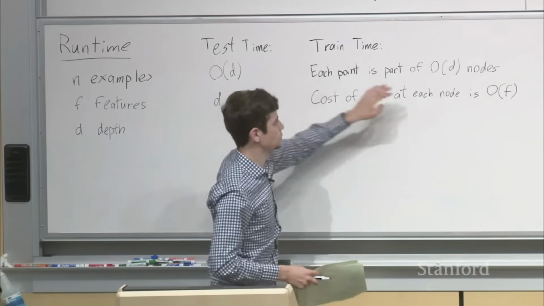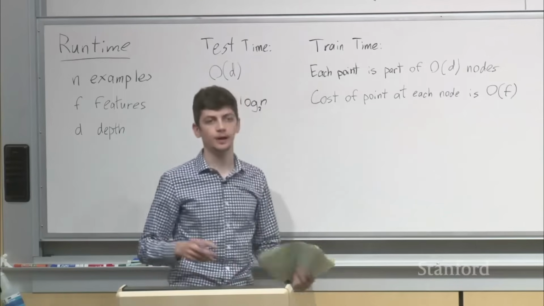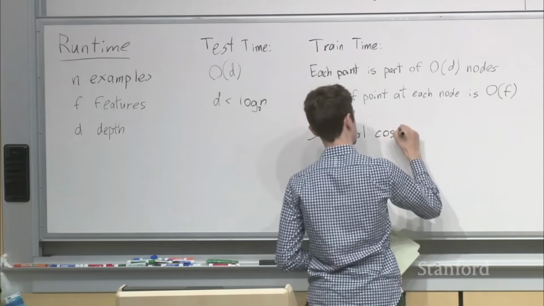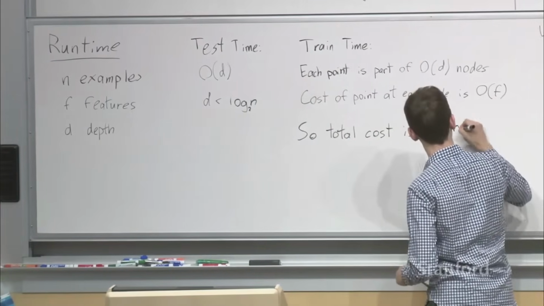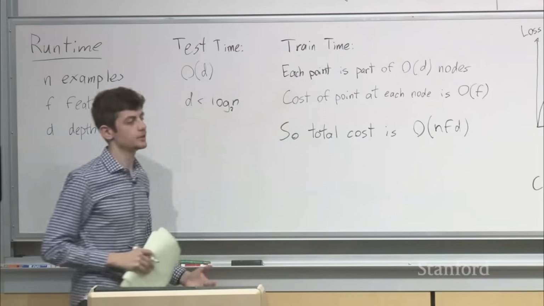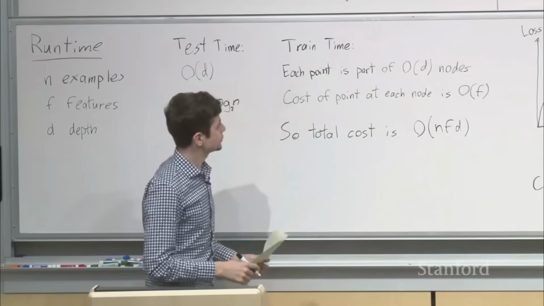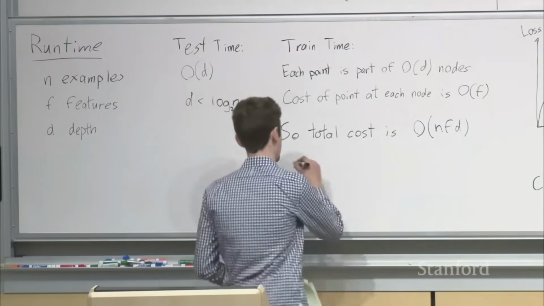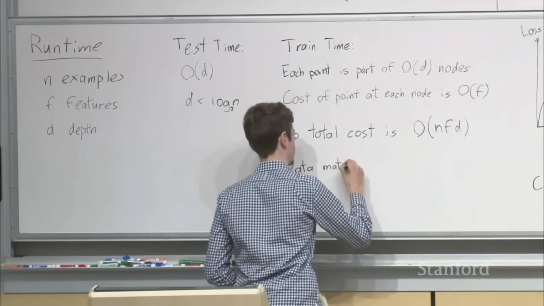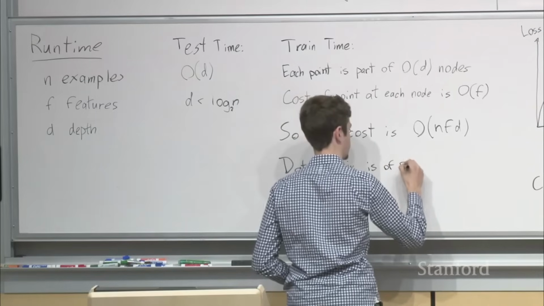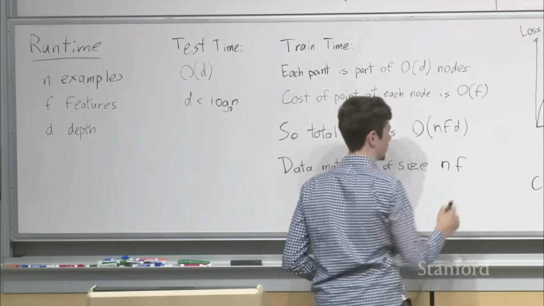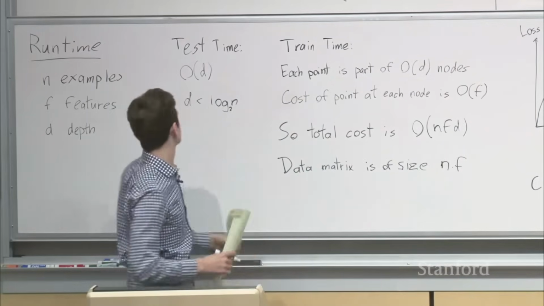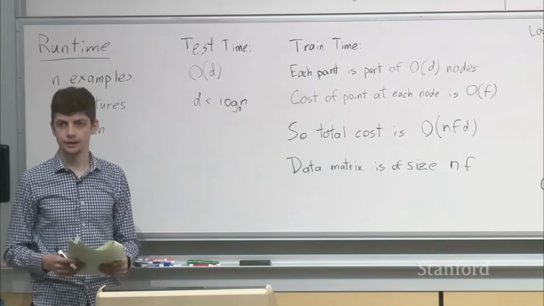So each point is in at most O of d nodes, the cost of a point at each node is O of f, and you have n points total. So the total cost is O of n f d. It turns out this is surprisingly fast, especially since n times f is just the size of your original data matrix, your design matrix. Your runtime is going through the data matrix at most depth times. And since depth is generally bounded by log of n, you have a fairly fast train time as well.